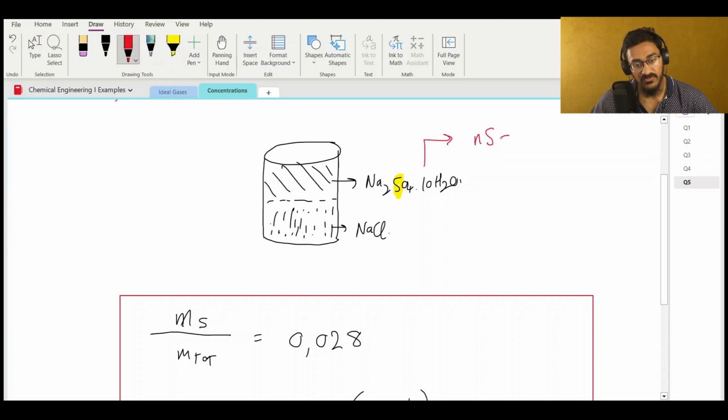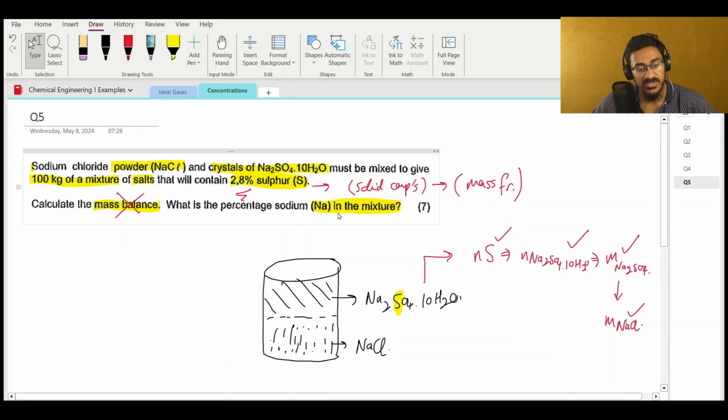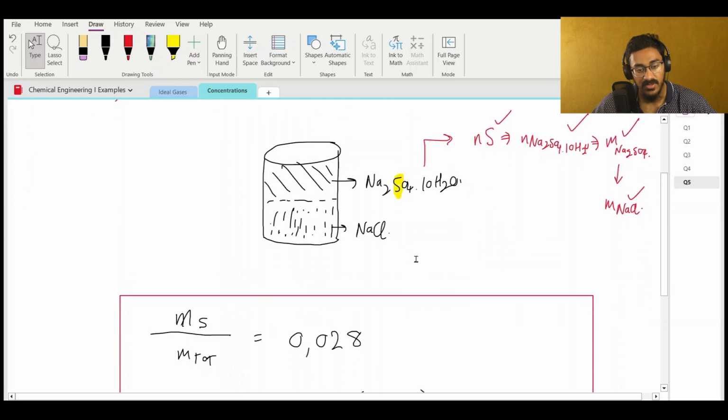If I know the number of moles of sulfur, that implies that I know the number of moles of sodium sulfate. Okay? And if I know the number of moles of sodium sulfate, then I can work out the mass of sodium sulfate. And if I can find the mass of sodium sulfate, then I can also find the mass of NaCl. And if I know the mass of NaCl and the mass of sodium sulfate, then I can work out the percentage of sodium in the mixture. Just like that, 1, 2, 3, 4, maybe 5 steps, and we're done with the question.